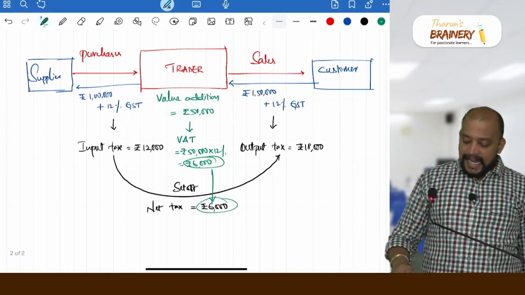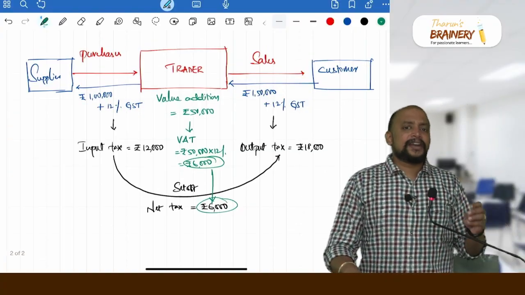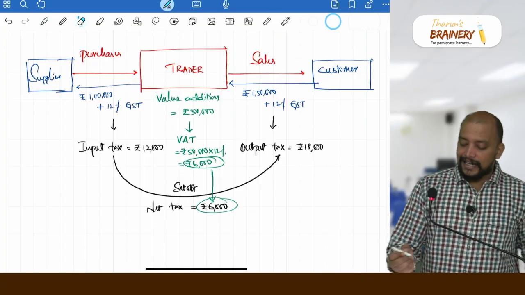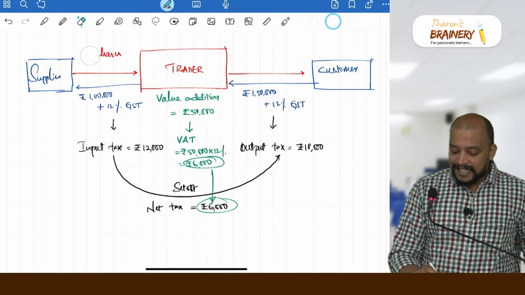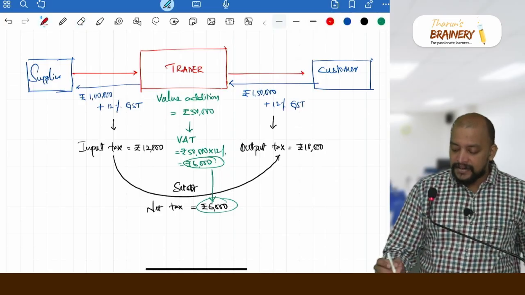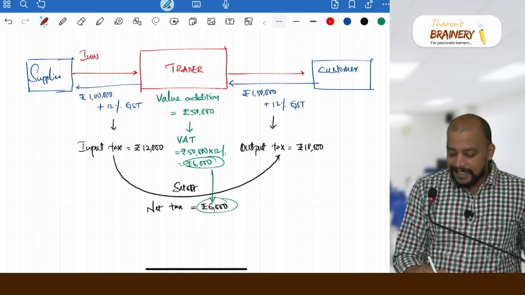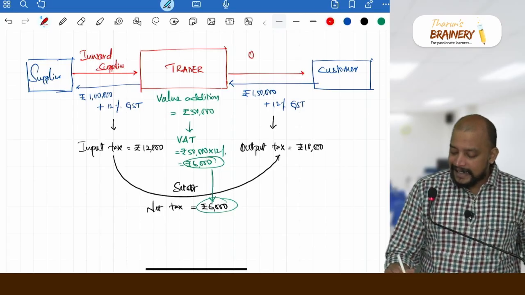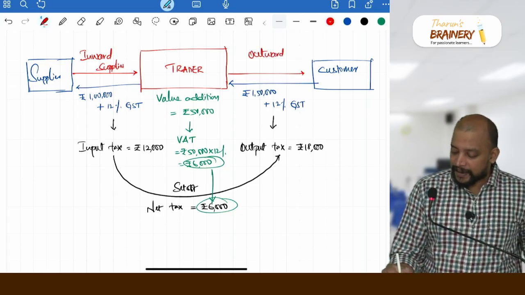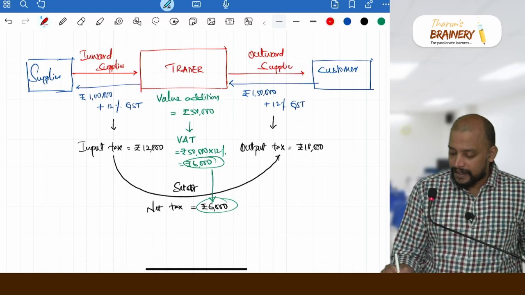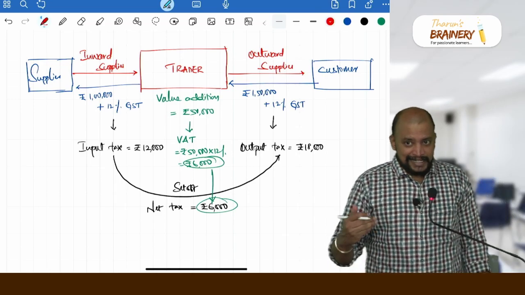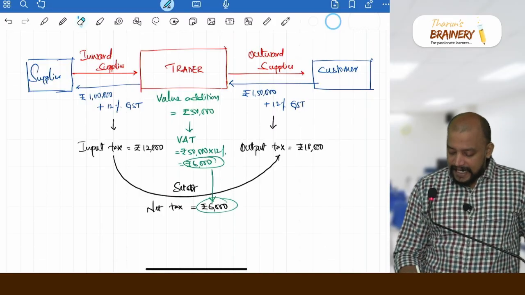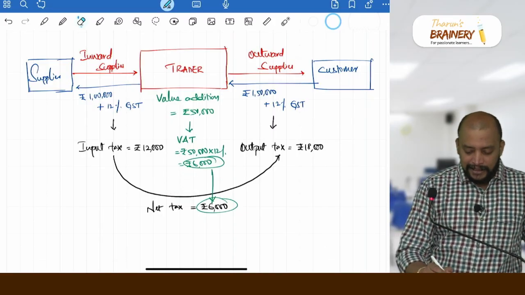Now, these sales and purchases are like normal words. We will replace these with the legal terminology. Purchase is called inward supplies, and sales is called outward supplies. Okay? Purchase is called inward supplies, sales is called outward supplies. And this set off is actually a normal word.